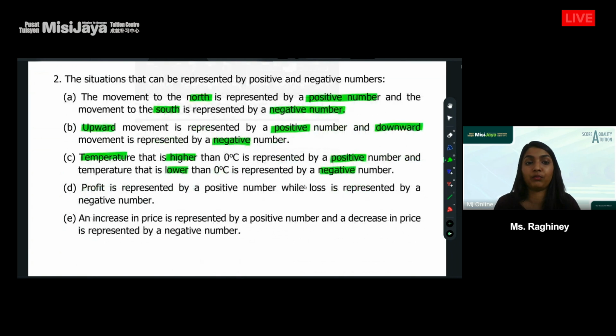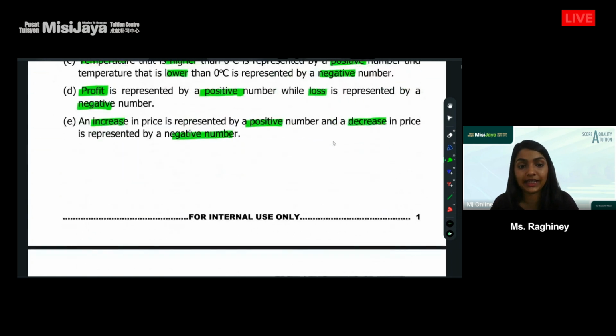How about profit? Sometimes in accounting, when we look at the profit and loss sheet, after the whole year of accounts, it comes out as a positive number. That means we made a profit this year. But sometimes after a whole year of accounts, the last number is negative. If it's negative, usually it means that it is a loss. And an increase in price is a positive number, while a decrease in price we can represent with a negative number. This is just meant to make our life a little bit easier.